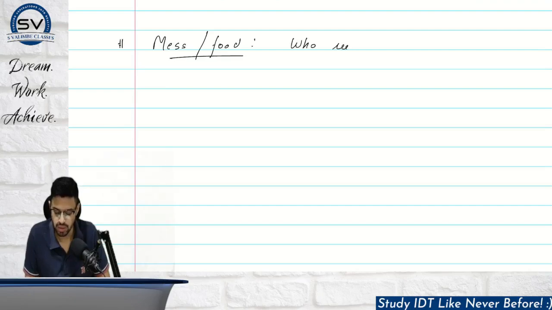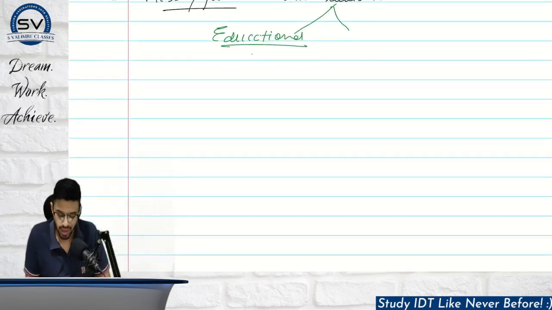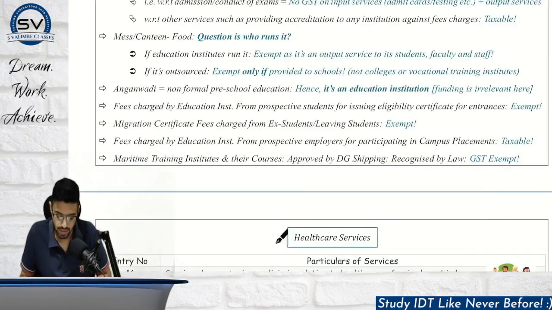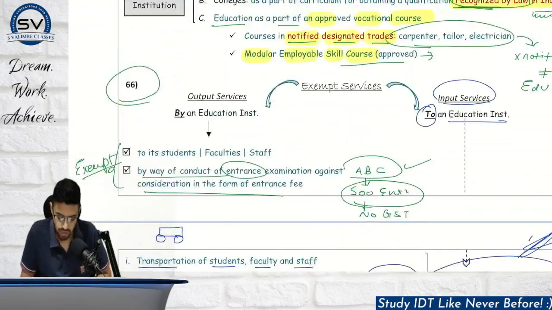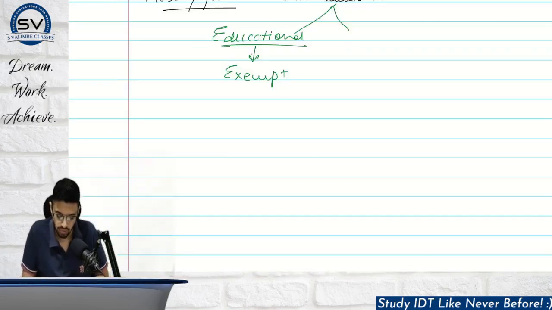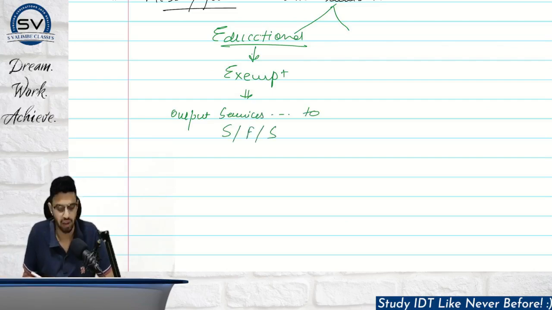Who runs it? If it is being run by the educational institution itself, let it be college, school, or vocational training institute, in that case it will be exempt. Why? Because focus on the output service. I'm taking you again to that point so that it is clear. Focus on the output service. All the services to students, faculty, staff are exempt. Output service, because the food will be consumed by the students, faculty and staff, right? So output services to student, faculty, staff, right?